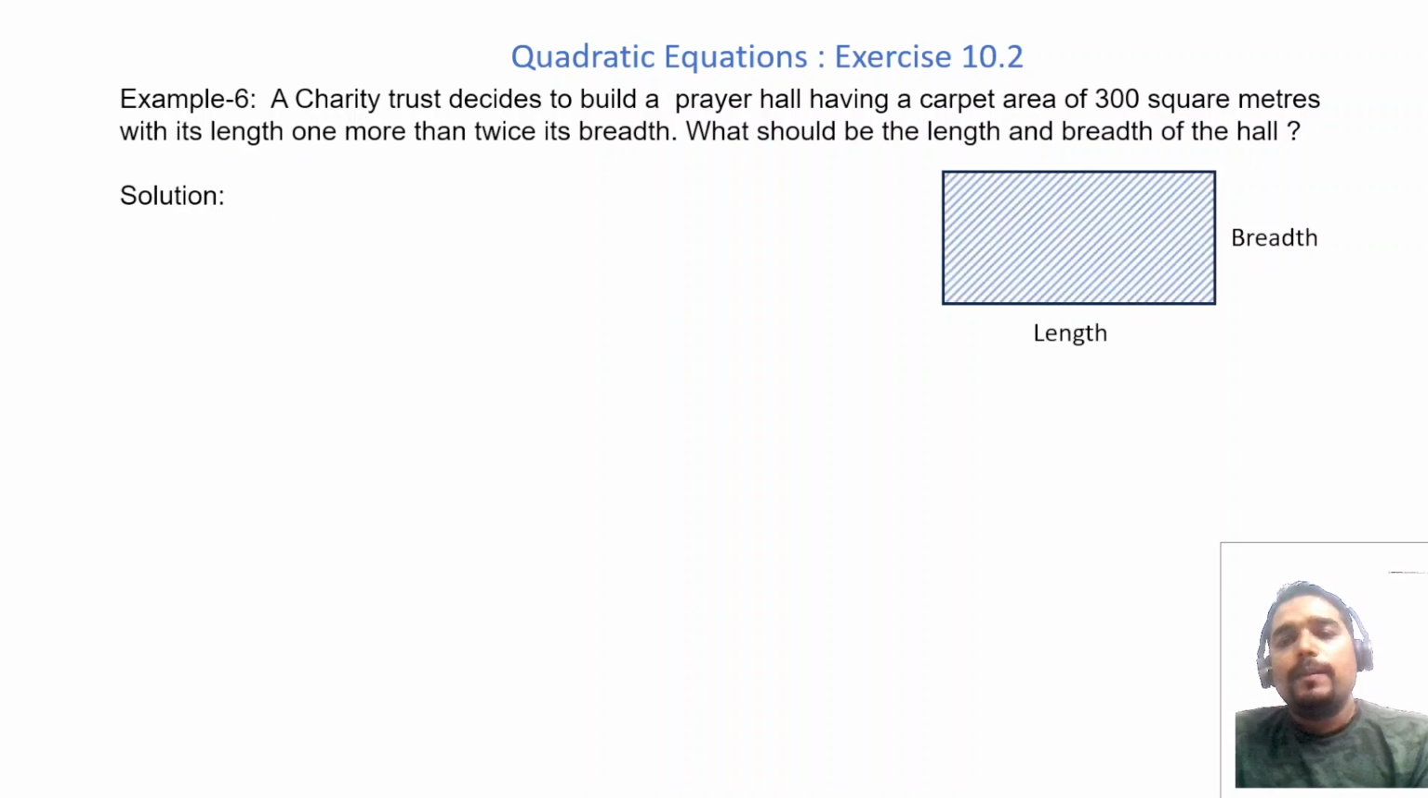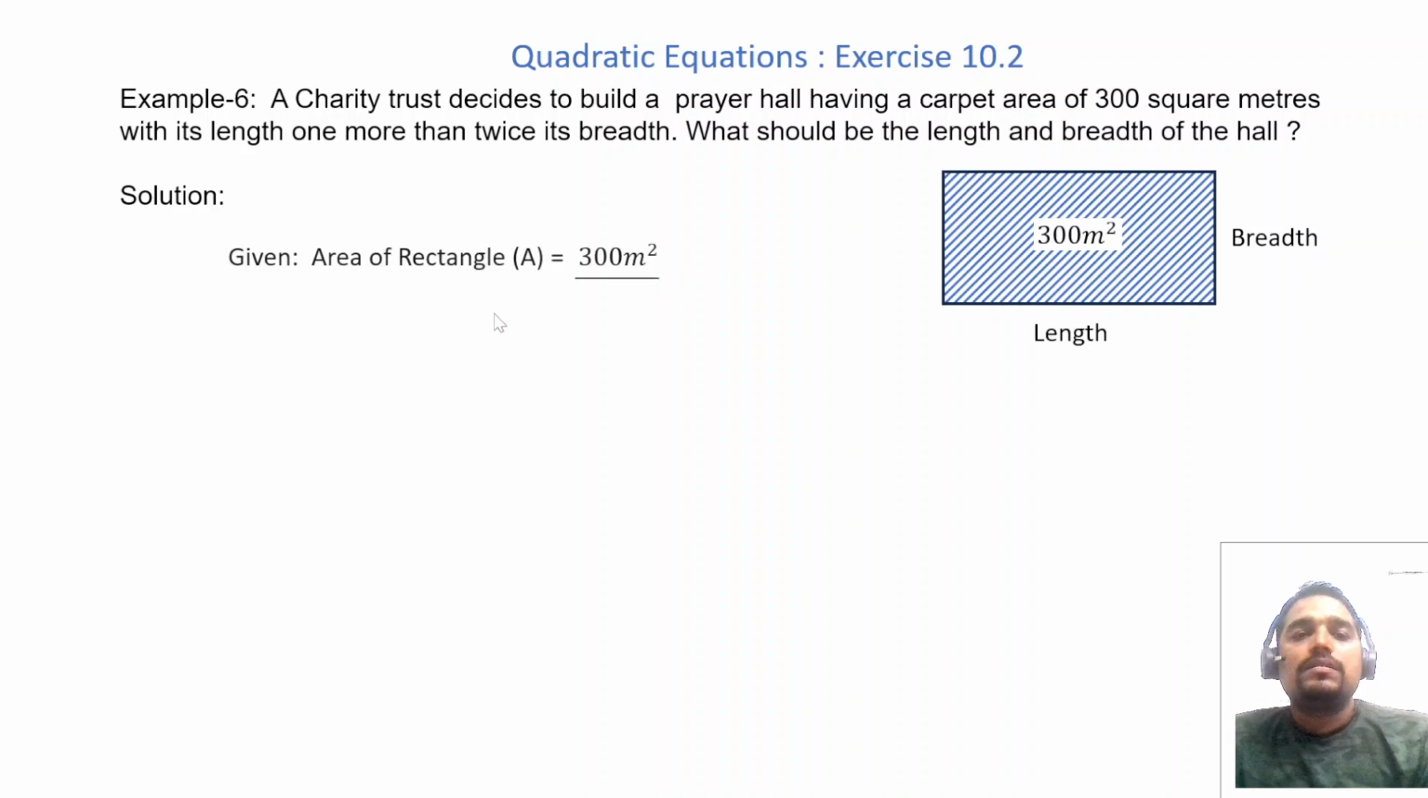Now the area of the prayer hall would be something like this, that is the hatched portion, wherein that should be around 300 square meters. So the area of the rectangle that is to be designed is 300 square meters. Now we will have to find out the length and breadth. For this we will have to build a quadratic equation.